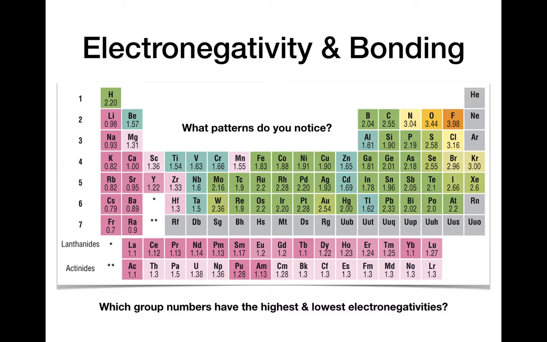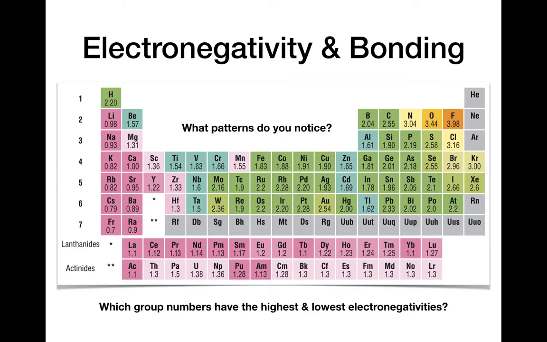And then you notice here a lot of the non-metals have a much higher electronegativity than the metals do. Some of these transition metals are a little bit higher, but it's all pink and pale teal. Nothing in the greens over here. Okay, so make a note of that in your table.